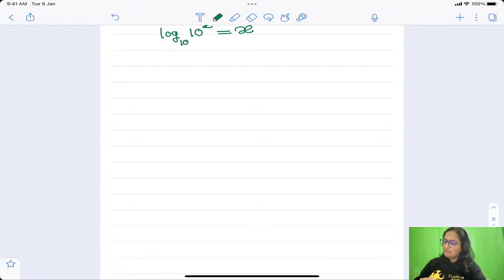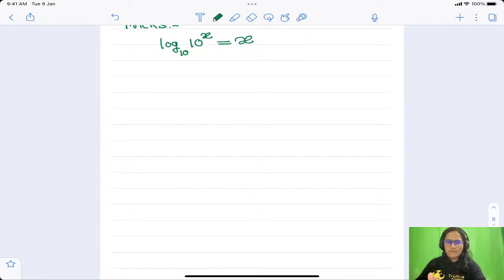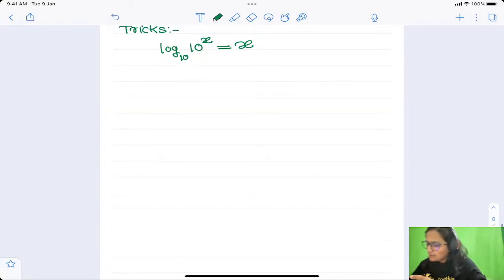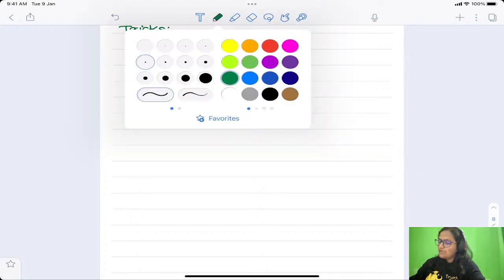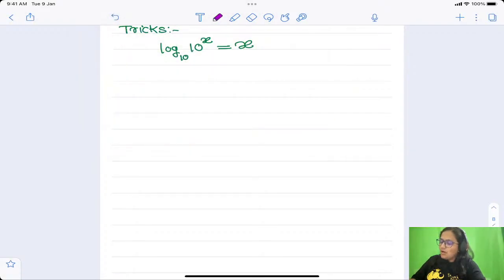Okay, log to the base 10 of 10 is the normal thing only. Yes, log of 10 power x is equal to x. The next formula I will write down: sometimes they write only log, which means log to the base 10 only. Okay, I'll write the same to avoid the confusion.